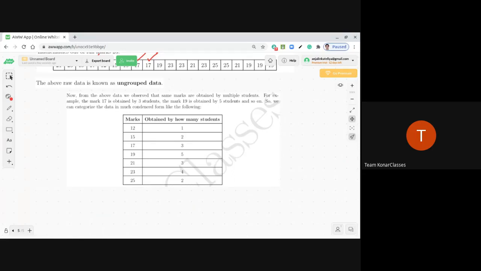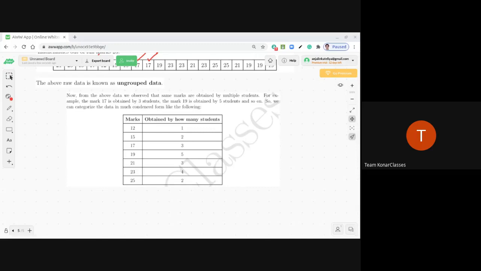So correct, dear students. So this is what is called the group data. The way you see the organizing the data is known as the group data, where the values in the first column are the marks called the variates, and the value in the corresponding second column are the number of students got that marks and known as the frequencies.